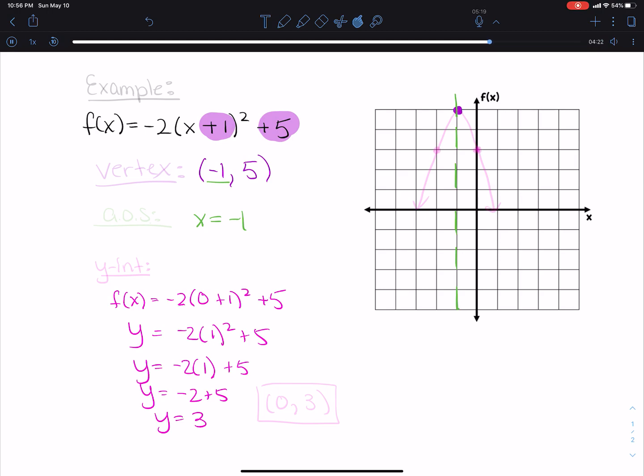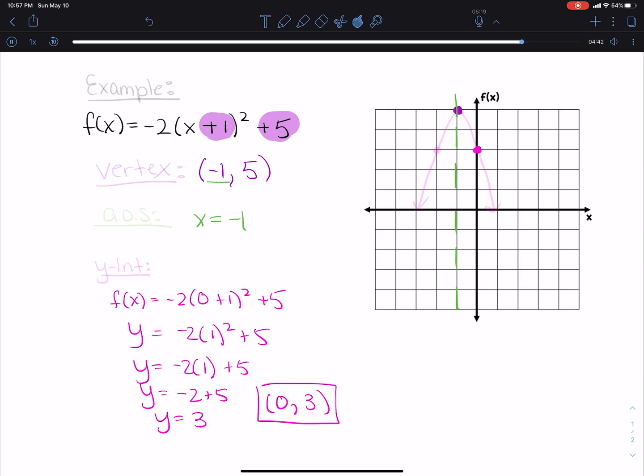So that means my y-intercept is, when my x is 0, my y is 3, because remember, y-intercept is a coordinate. So we're going to graph that point. So 0, 1, 2, 3. That's my y-intercept.